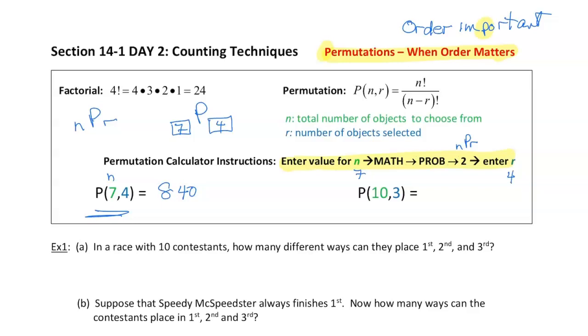Okay, so same idea with the P10-3. When I do it on mine, I am just going to fill in the boxes. When you do it on yours, you may have to put numbers in a certain order, but you should be getting 720. And if you're having difficulty with any of this, just let me know, and I'm happy to work it with you.